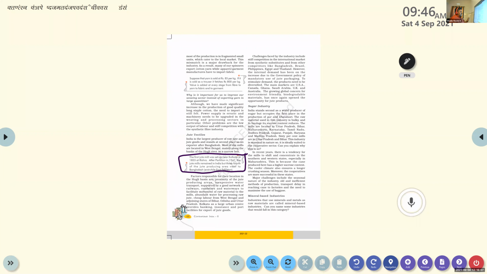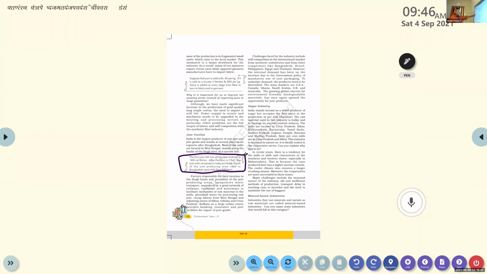After partition in 1947, India was divided into Pakistan and India. The jute mills remained in India, but three-quarters of the jute producing area went to Bangladesh, which at that time was termed Eastern Pakistan. Clear? So what happened in 1947? Most of the jute mills remained in India, but the jute cultivating area went to Bangladesh. That created a problem in the year 1947.